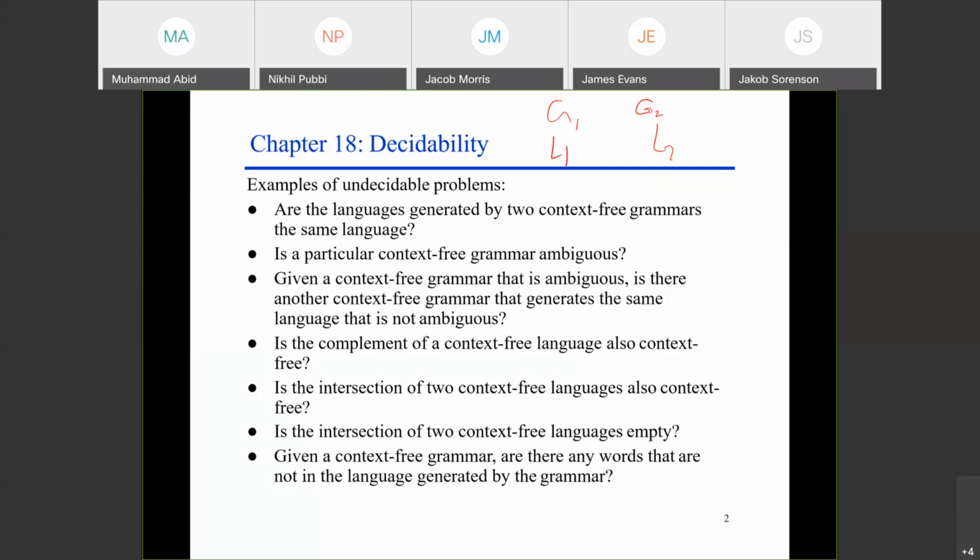Is the complement of a context-free language also context-free? No idea. We have no answer to this question. Is the intersection of two context-free languages also context-free? No idea. Is the intersection of two context-free languages empty? We have no idea. Given a context-free grammar, are there any words that are not in the language generated by the grammar? So far, we have no answer to all these questions, and we have no idea whether their answers exist or not. So these are undecidable problems.